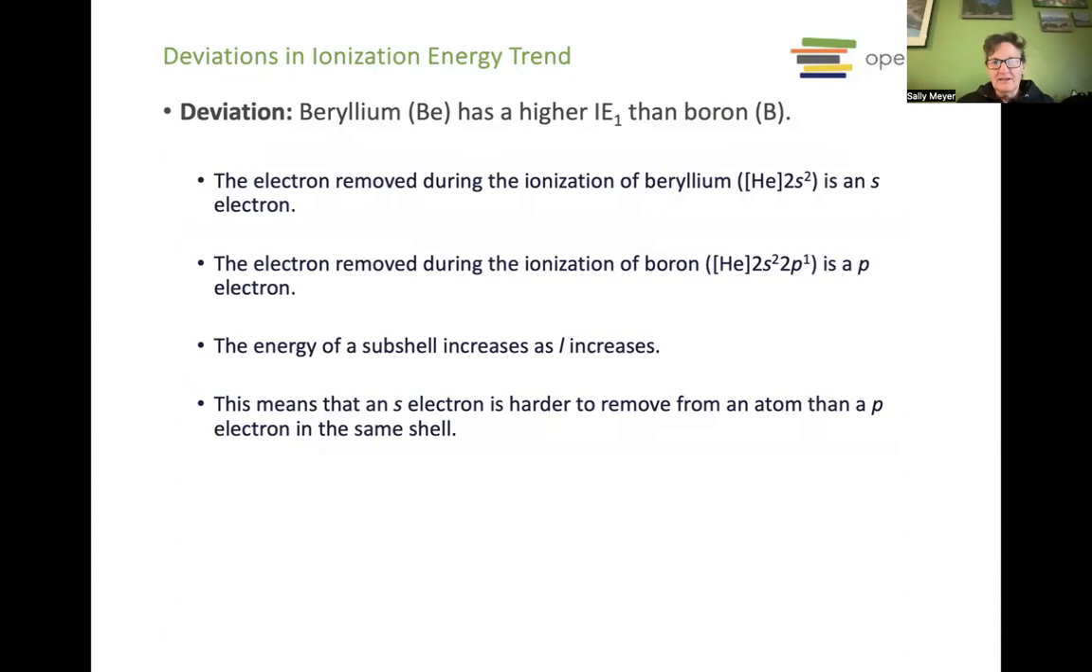And so the electron removed during the ionization of boron is a p electron, and the energy of a subshell increases as L increases. This means that an s electron is harder to remove from an atom than a p electron in the same shell. So just because it's in a different L subshell, it makes boron slightly easier.